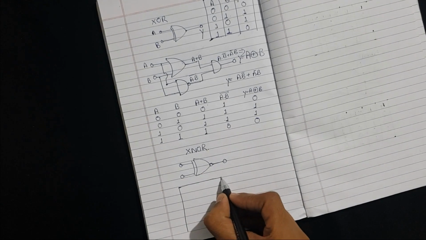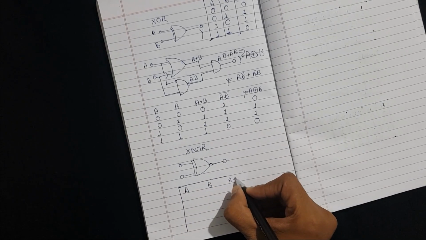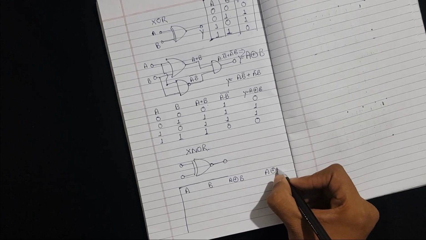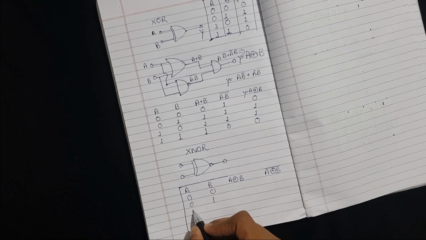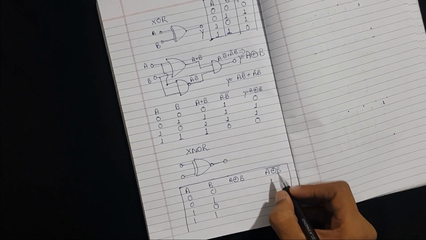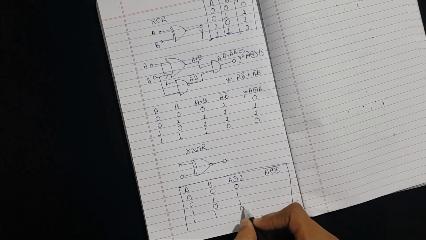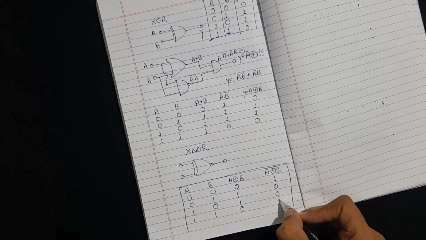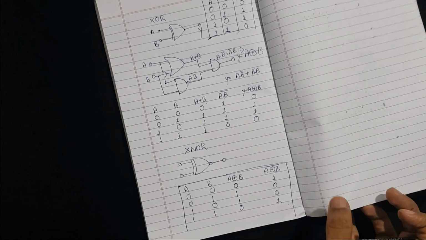So you'll get this now, and this is the truth table for the exclusive NOR gate. We have 0 0, 0 1, 1 0, and 1 1. So we would have 0, 1, 1, and 0. And we inverse this, we get 1, 0, 0, and 1. So this is our exclusive NOR gate. Simple.